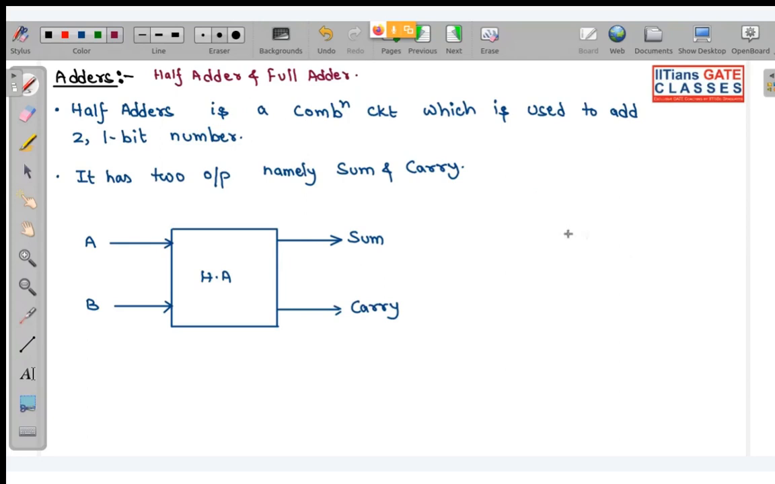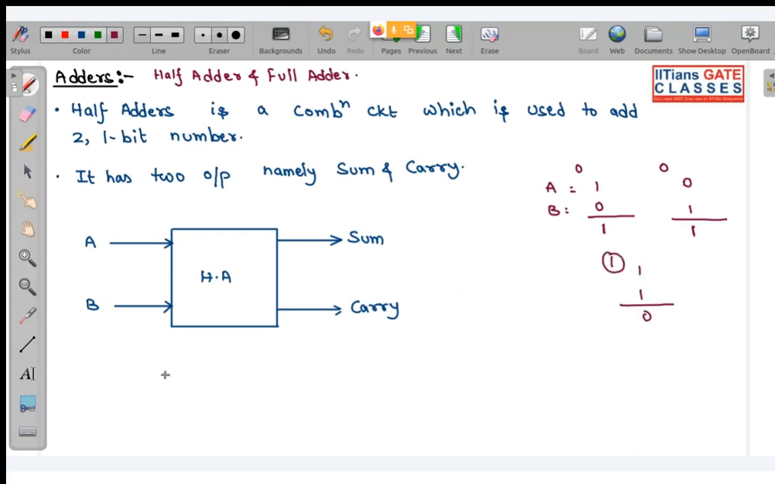Okay, two 1-bit numbers means what? Like if this number is A and this number is B, we want to add them. So 1 plus 0 will be 1, carry is 0. Similarly, we can add 0, 1. So sum will be 1, carry will be 0. Similarly, we can add 1, 1. So sum will be 0, carry will be 1.